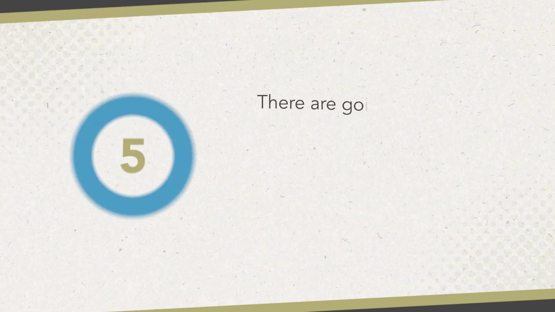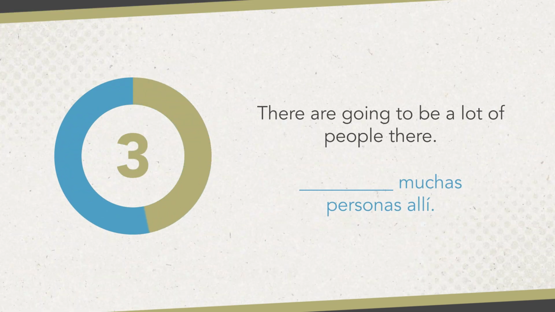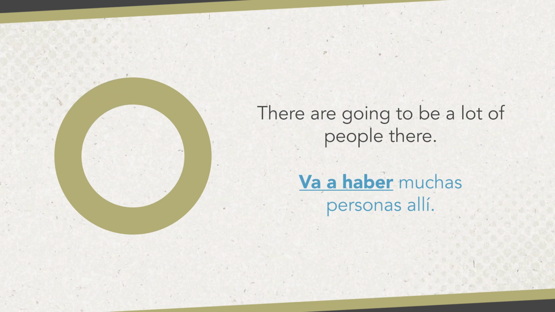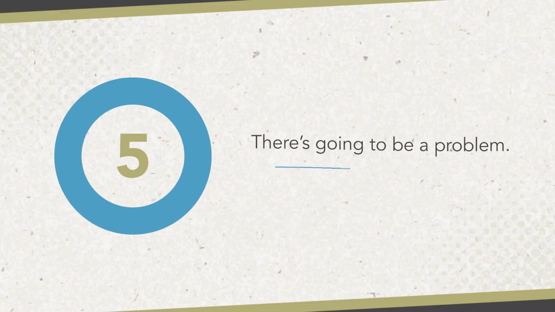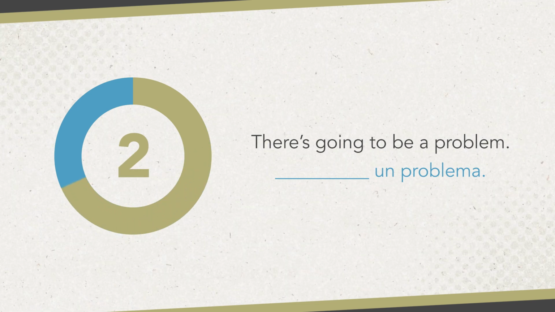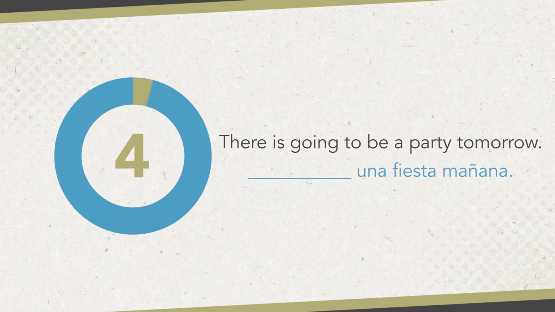All right, let's get some quick practice with this right now. Try to guess the Spanish out loud. There are going to be a lot of people there. Va a haber muchas personas allí. There's going to be a problem. Va a haber un problema. There is going to be a party tomorrow.